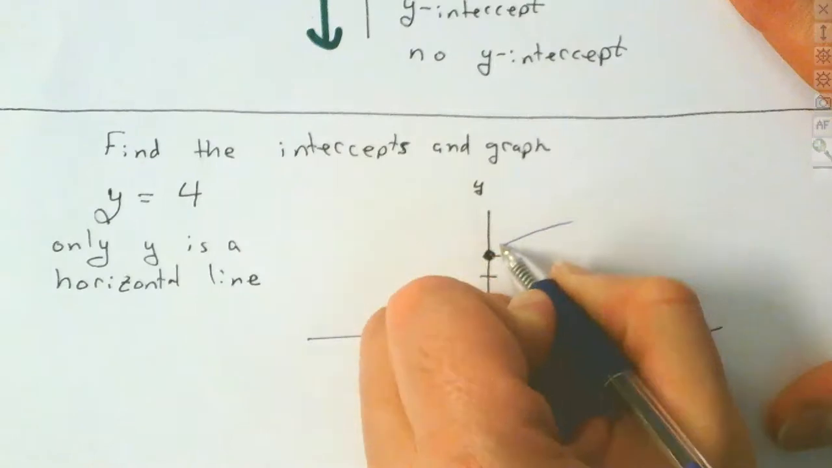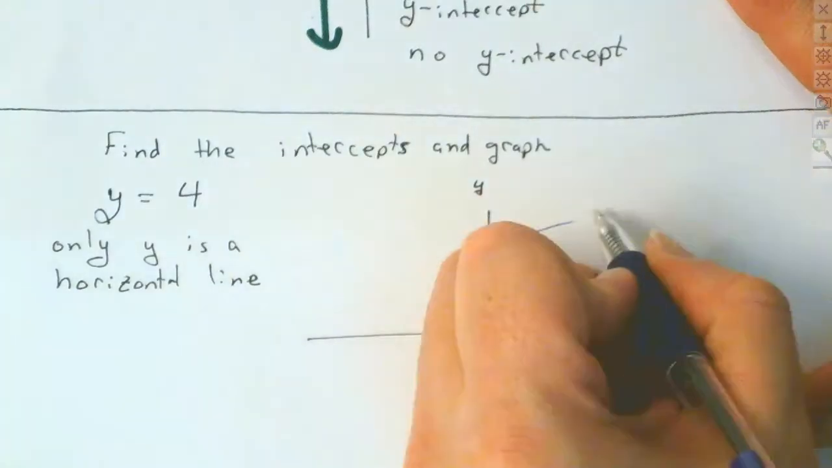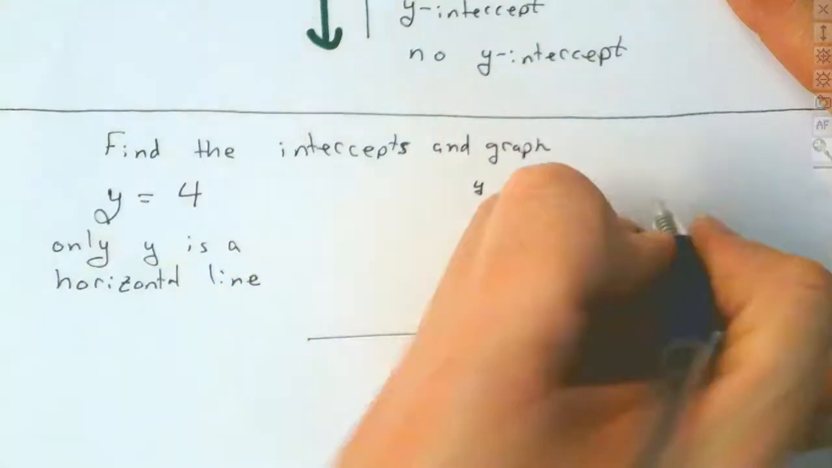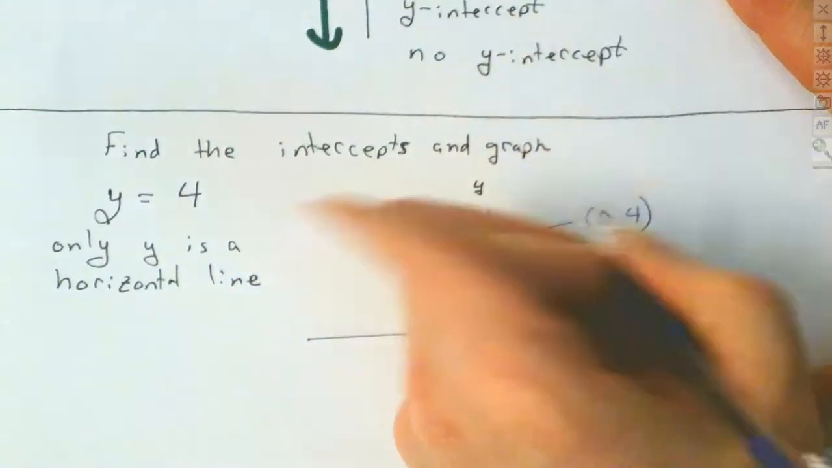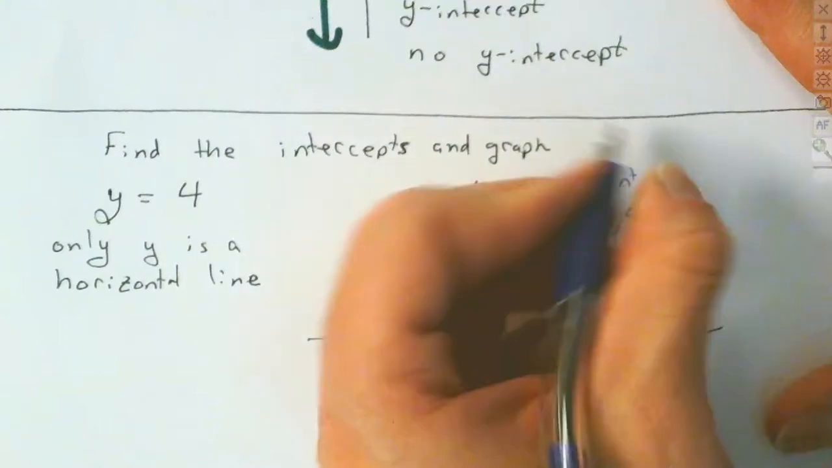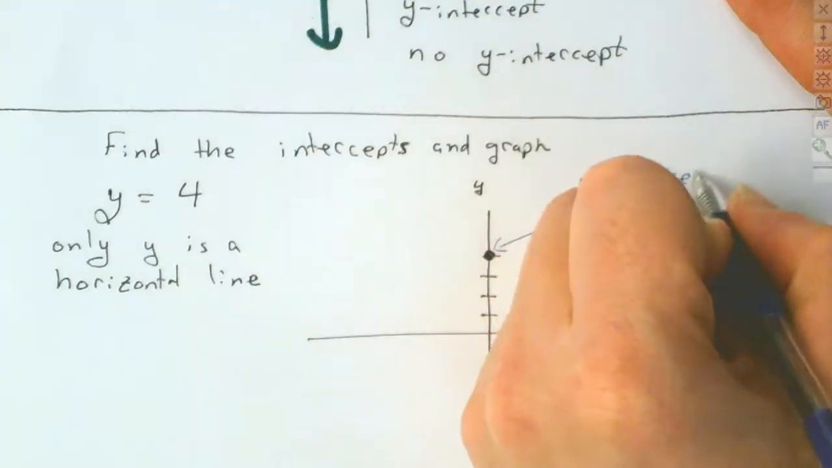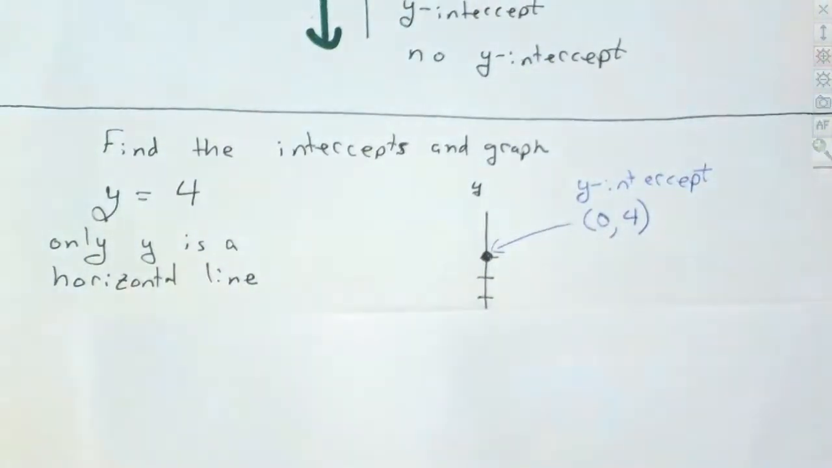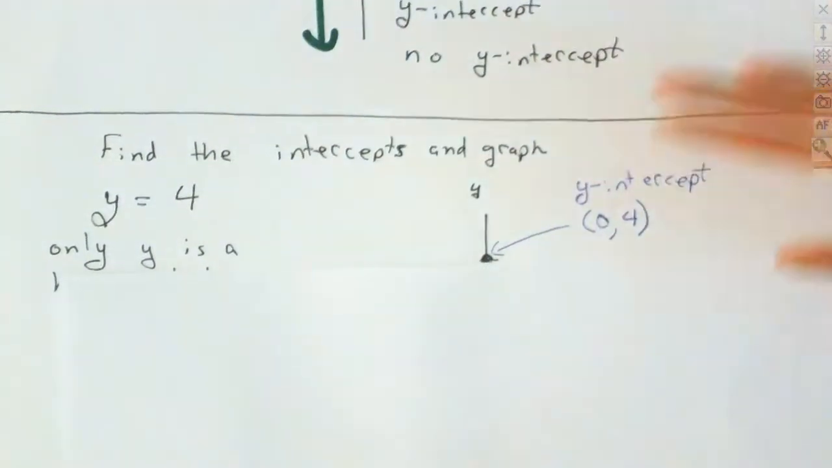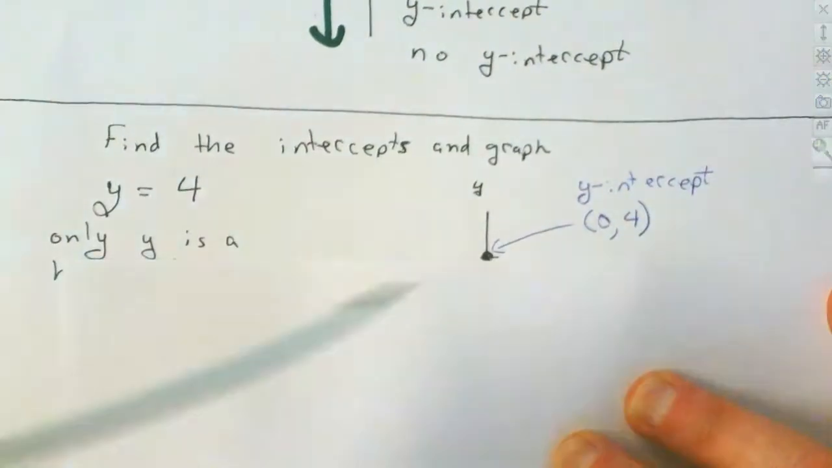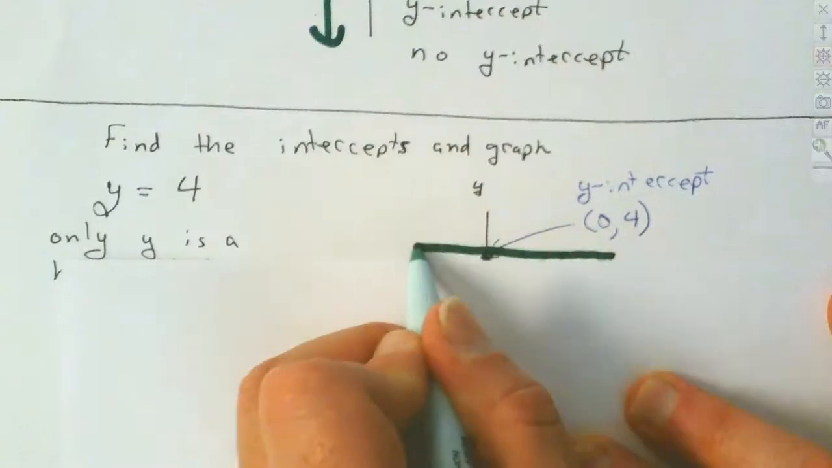Okay, and what would that be as an ordered pair? As an ordered pair, the x component is 0, the y component is what? 4, and that is your y-intercept. It is a horizontal line, so when I go to connect it, I'm just going to draw a horizontal line here. Okay, and there's my graph. Looks just like that.